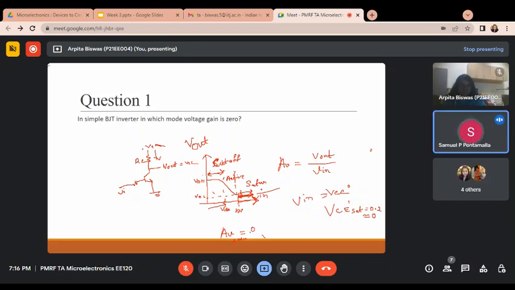Because gain is equal to del V output by del V in. So in cutoff mode and in saturation mode, when you are changing the input, we are not getting that much change in output. It is almost constant. So in cutoff mode and in saturation mode, our gain is 0. So the right answer is cutoff mode and saturation mode.